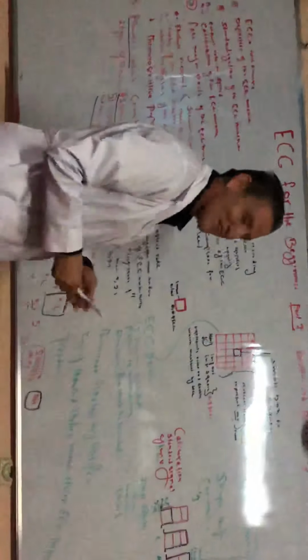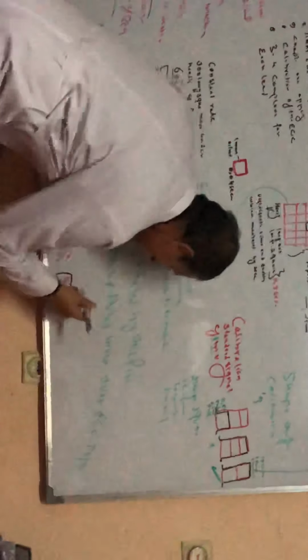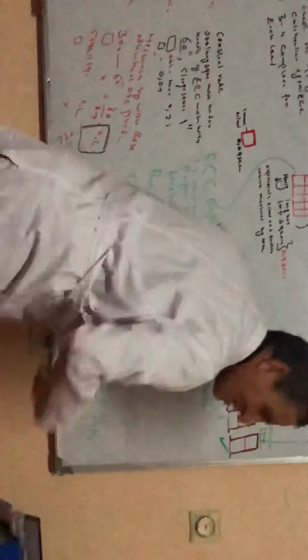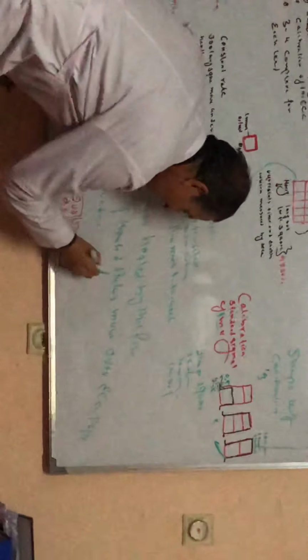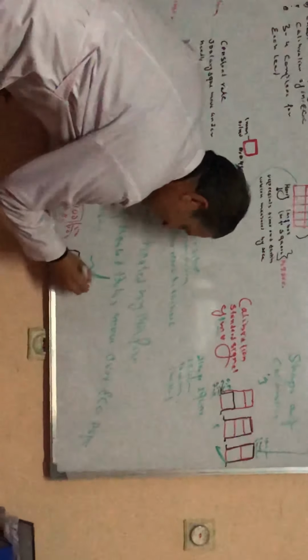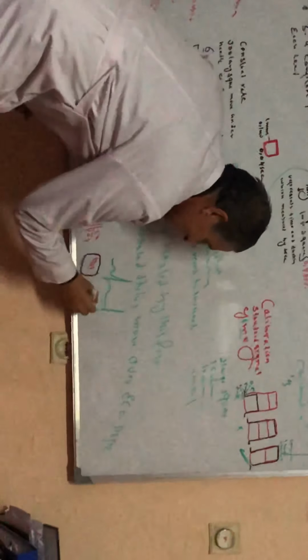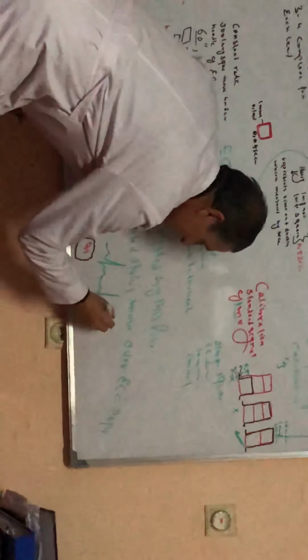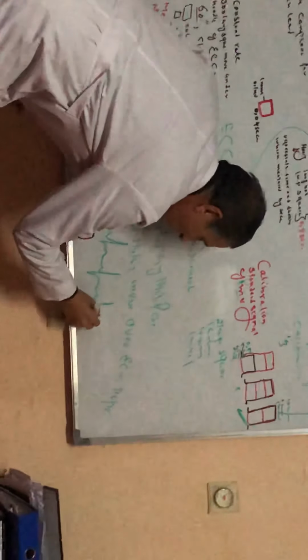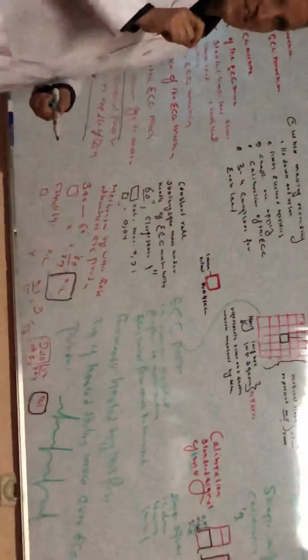For example, lead 1. This is one QRS complex. This is the second QRS complex. This is the third QRS complex. When you want to record the ECG of the patient, at least 3 complexes should be taken for lead 1. 3 to 4 complexes is sufficient for each lead. Understand? Yes.